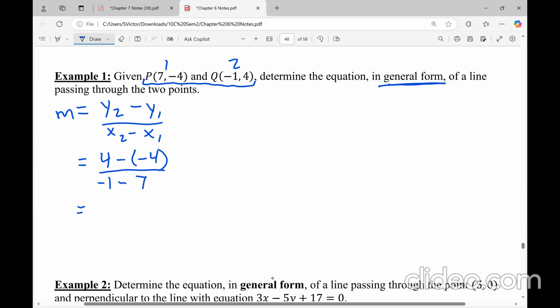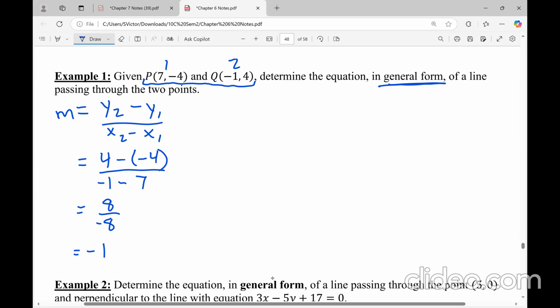Solve the top and the bottom separately and then simplify your fraction if you can. So 4 minus -4 is 8, over -1 minus 7 is -8. Then 8 divided by -8 should just be -1. So we have our slope.